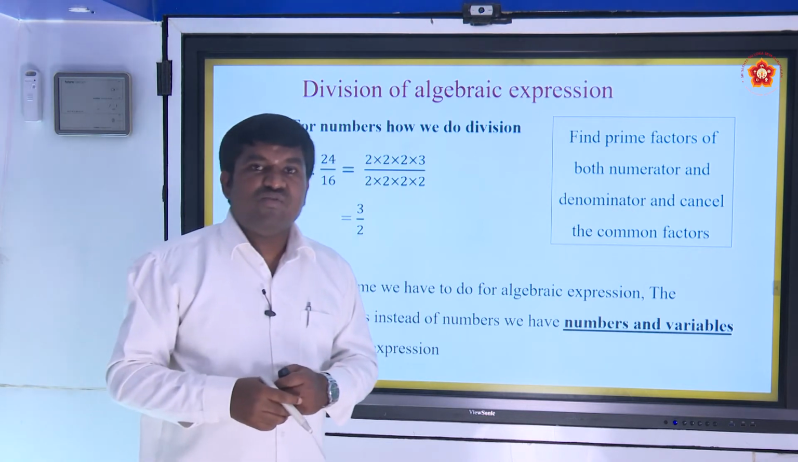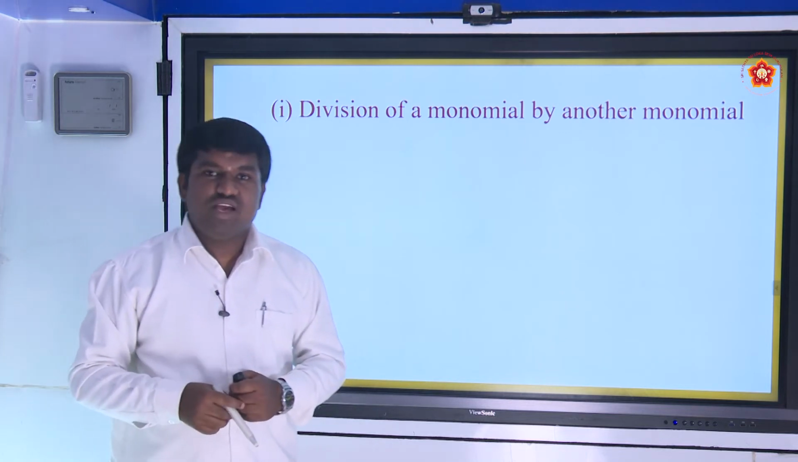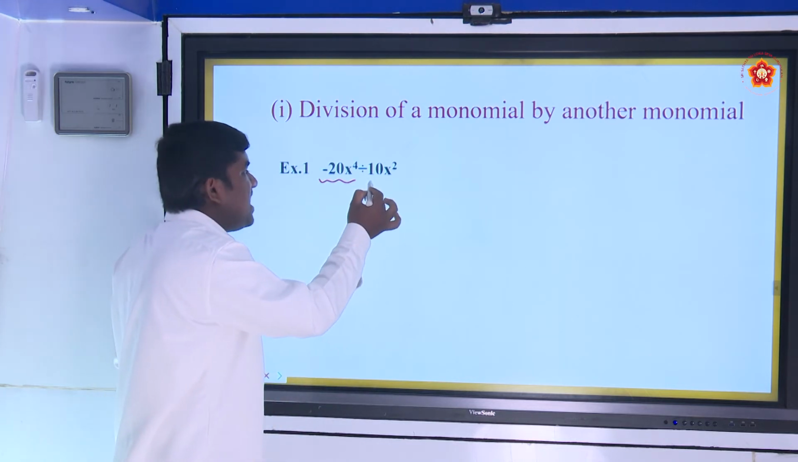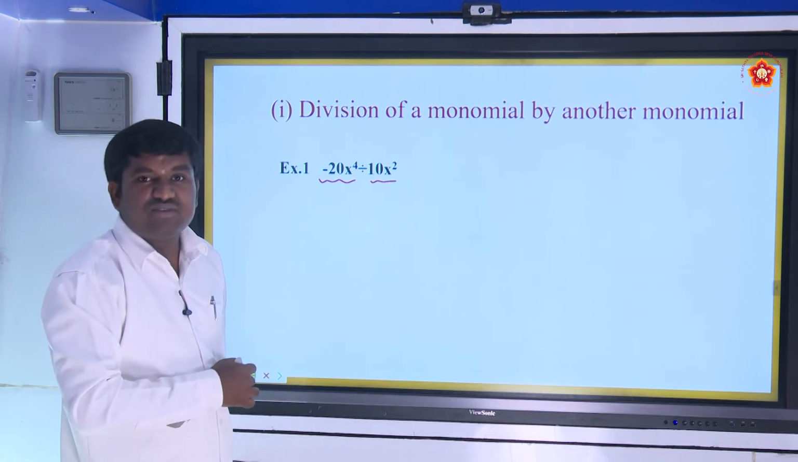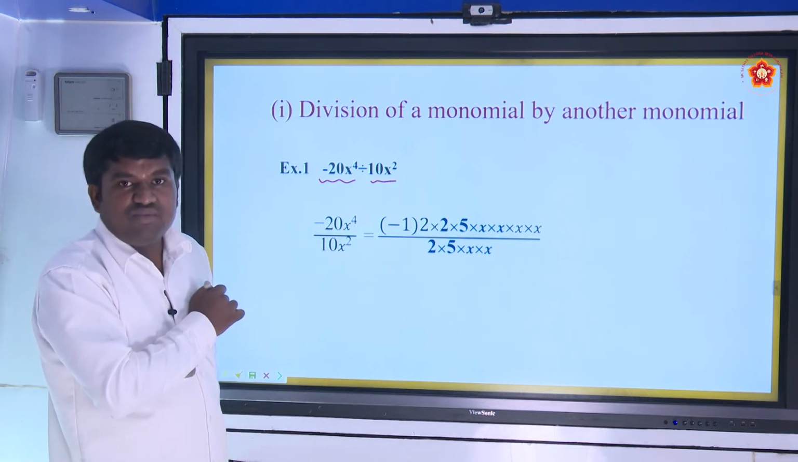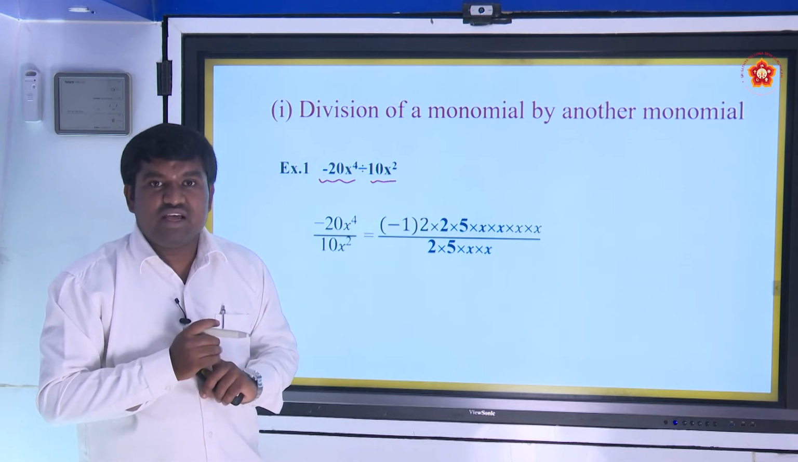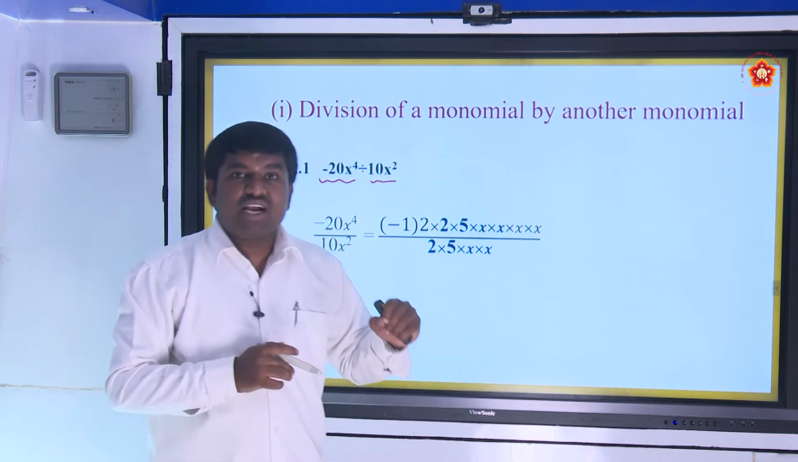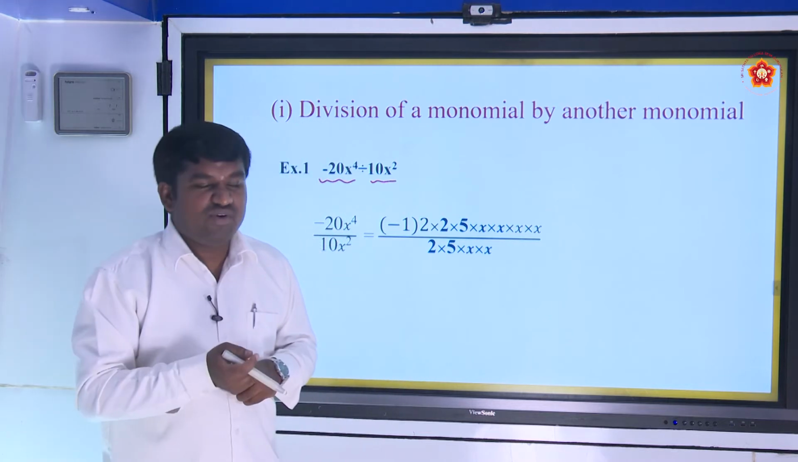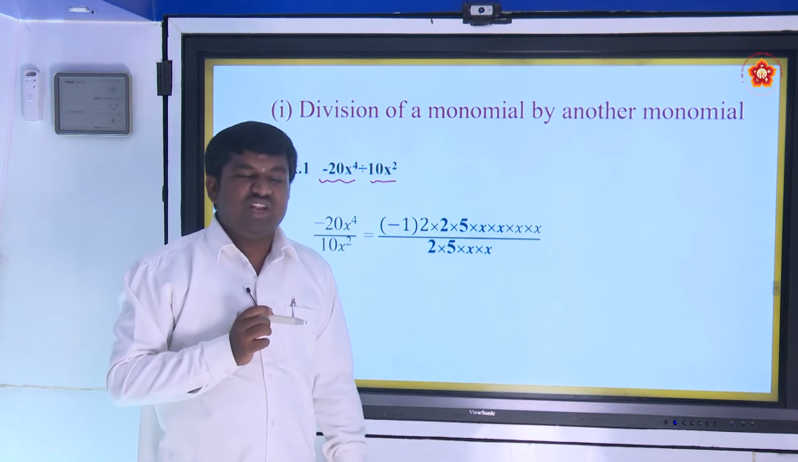Yes, we will go one by one. First one, division of a monomial by another monomial. See, for example, minus 20 x power 4 divided by 10 x square. For numbers, what we have to do? We write the prime factors of numerator and denominator. In algebra, instead of prime, we use irreducible form. So you should write the irreducible form of numerator and denominator.